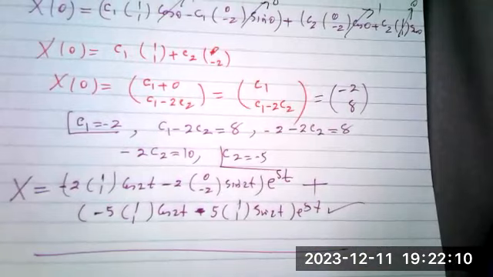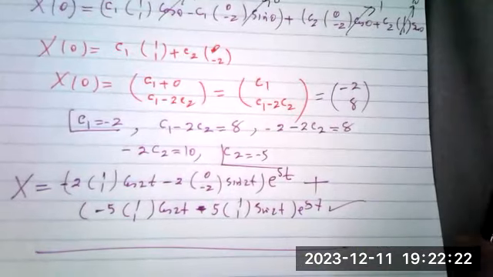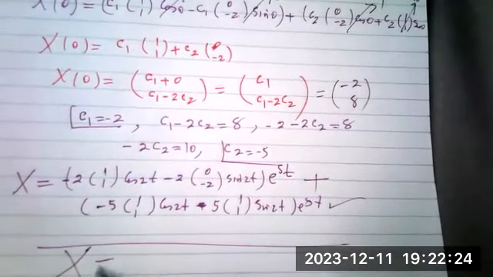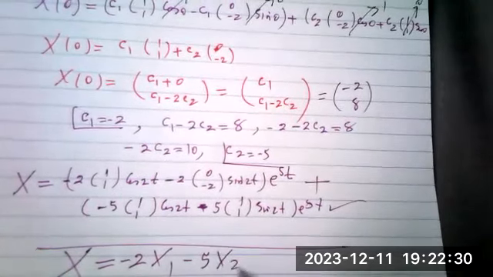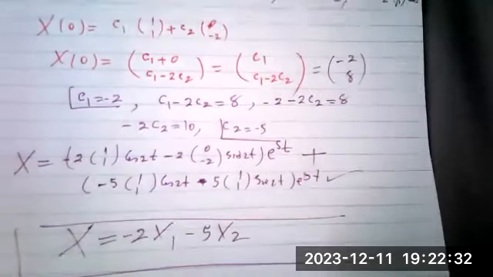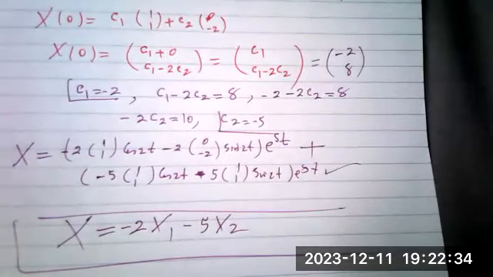Let's find the constants. When we're doing it, we just ignore the e to the alpha t. E to the 5t is just the coefficient, so you can pull it out as a factor right away. Or you can write the general solution: x equal to C1, negative 2x1, minus 5x2. That's your solution.